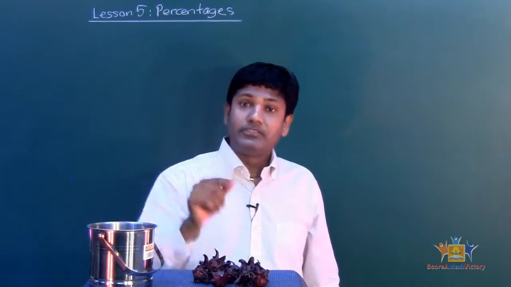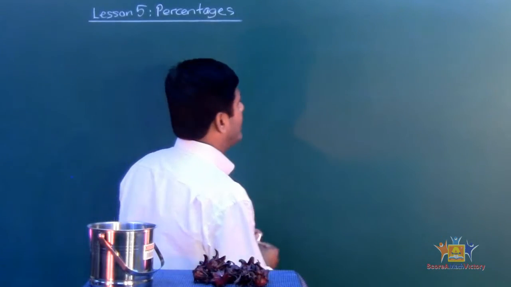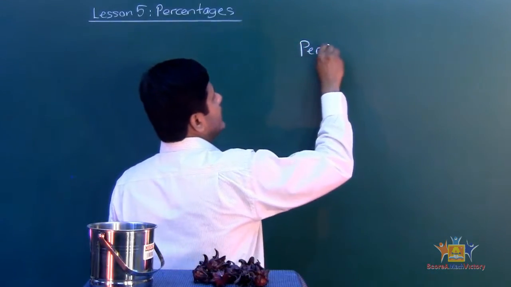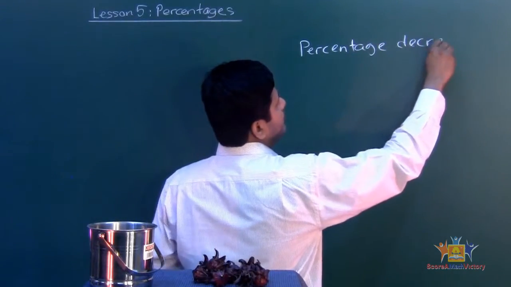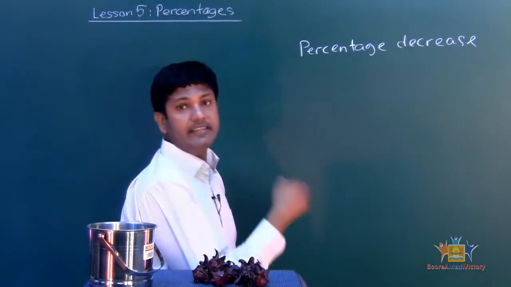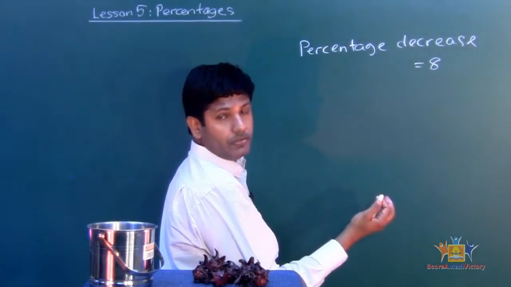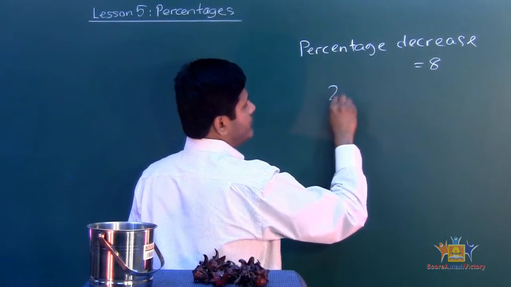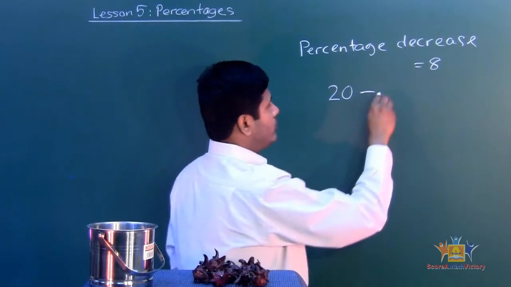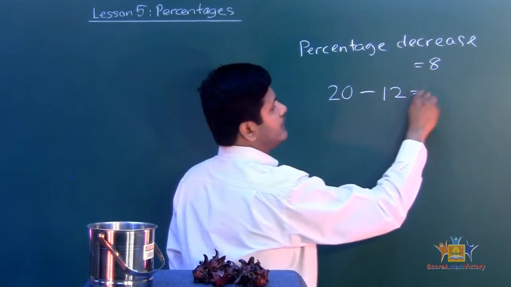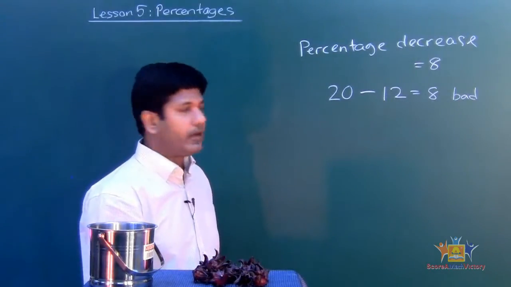So if I want to find the percentage for the decrease, what do I do? Let's do that. Now I want to find the percentage decrease. So what is the decrease? In this case it is 8. 8 is my decrease. Now, if I had told you originally I had 20, and after I threw out the bad ones it is 12, there you go: 20 minus 12 gives me the 8 bad ones, the bad Ribena fruits.